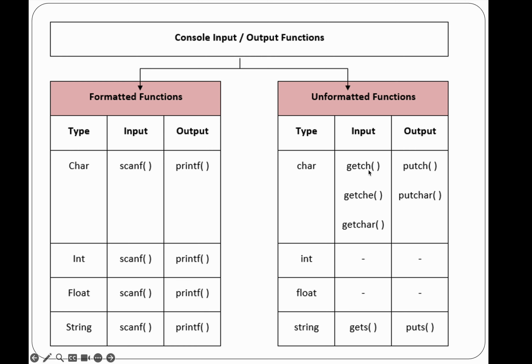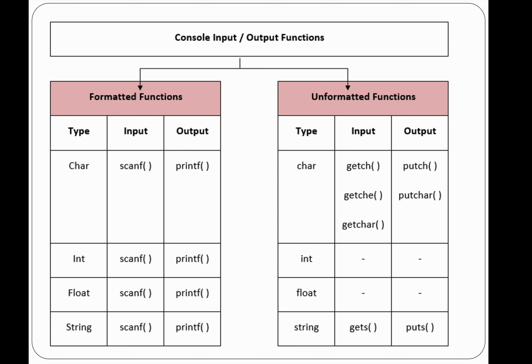With getch, you can press any key on the input device, the keyboard, and it reads that character. With getche, if you give any character as input, it will also be printed on the monitor, the output device, showing which character I pressed. That is called echoing the character. And getchar is used to read and store the character. It will not be displayed anywhere.